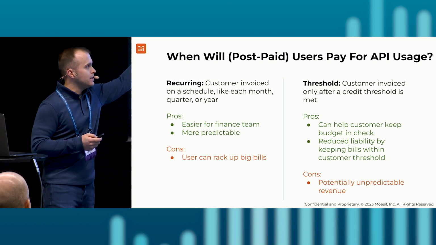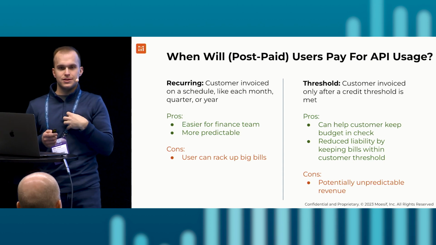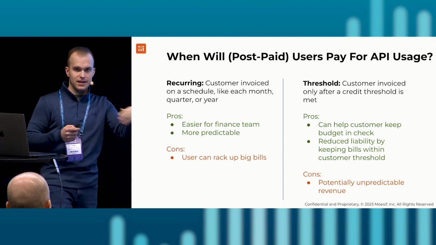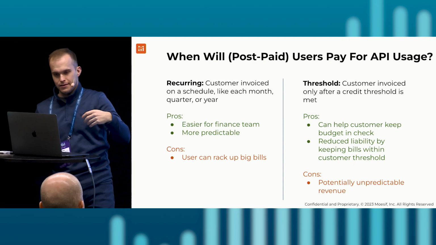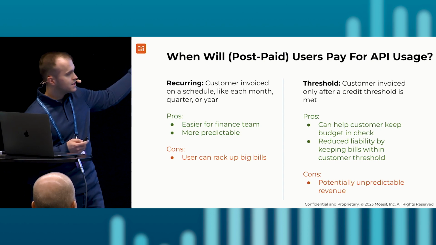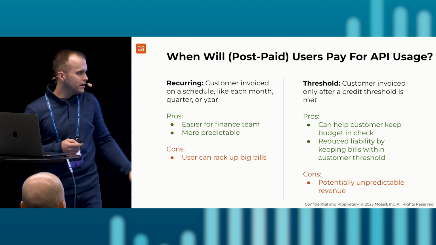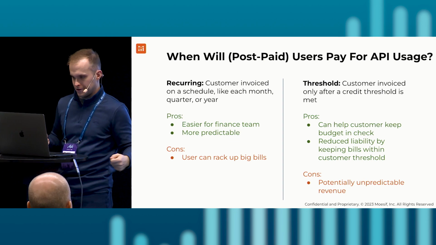Recurring is easier for finance teams on both sides. We know that our business has this revenue coming in at the end of every single month. And on the buyer's side, they also know that they have to settle that bill at the end of the month. It's more predictable because they know when the bill's coming. The con is users can rack up very big bills, and that credit risk can come into play here.